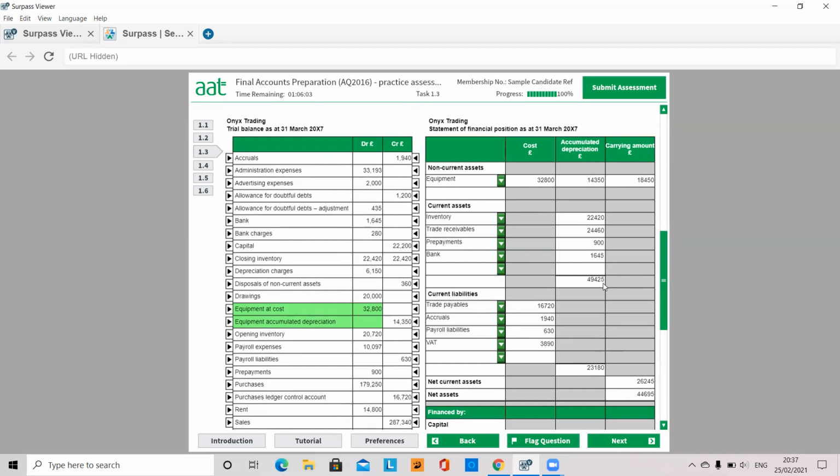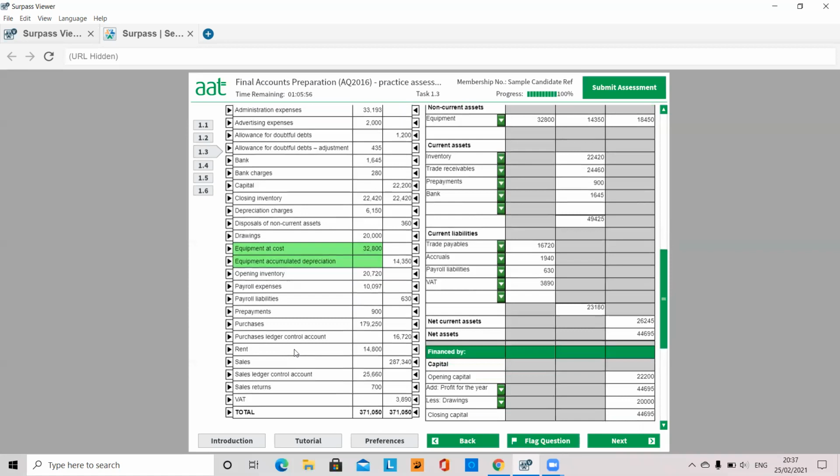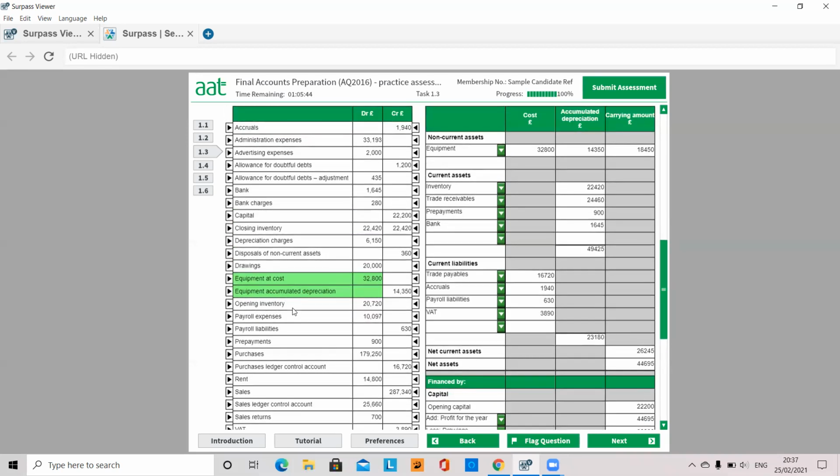We've then got our current liabilities. Again, our current liabilities are trade payables, our suppliers. So our trade payables are the purchase ledger control account, 16,720. Again, look to see if we've got any accruals. We've got some accruals at the top of 1,940. So again, those are liabilities we've got in the short term.